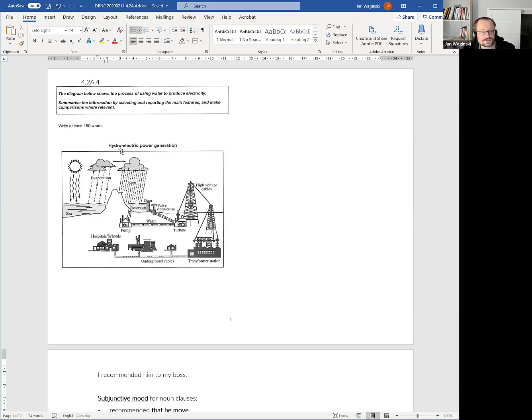So let's start with this one. It's 4.2a.4 on the course page, Hydroelectric Power Generation from our frenemies at IELTS. Okay, if you're new to this, let's talk about the format of writing task 1 academic.